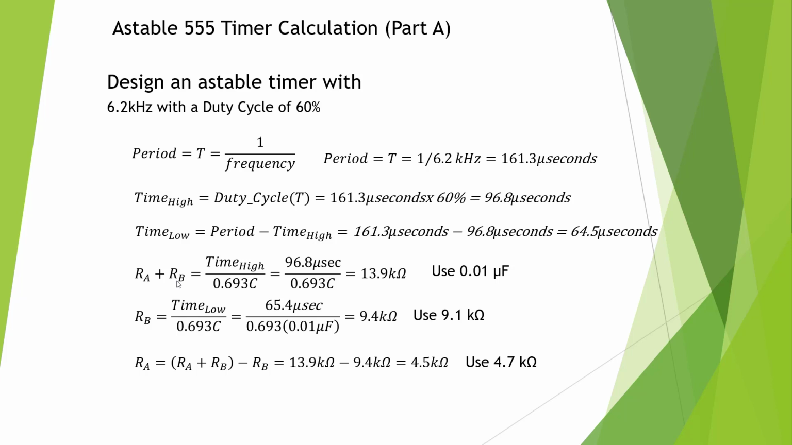We have RA plus RB equals time high over 0.693, which is a constant based on that exponential charge discharge rate, times our capacitor. And I'm just going to choose 0.01 microfarad because it's on the lab and sounds like a good size. And then we come up with 13.9K ohms. And then RB, we use the formula and we come up with 9.1. And we have to sneak up on it a little bit to find RA. So we're going to subtract RB from the combination, and we're going to come up with 4.5K. I chose 9.1K and 4.7K because those are available resistors and they're in our kits.